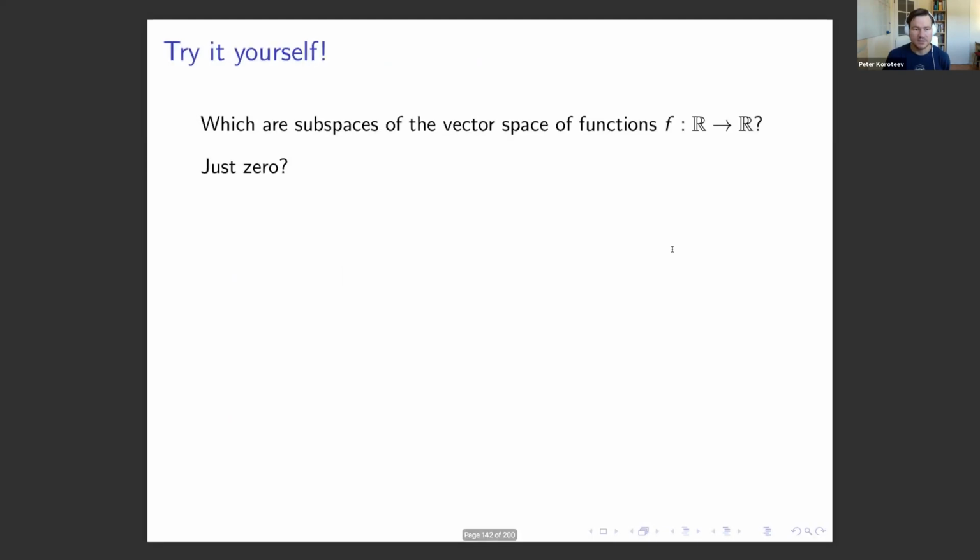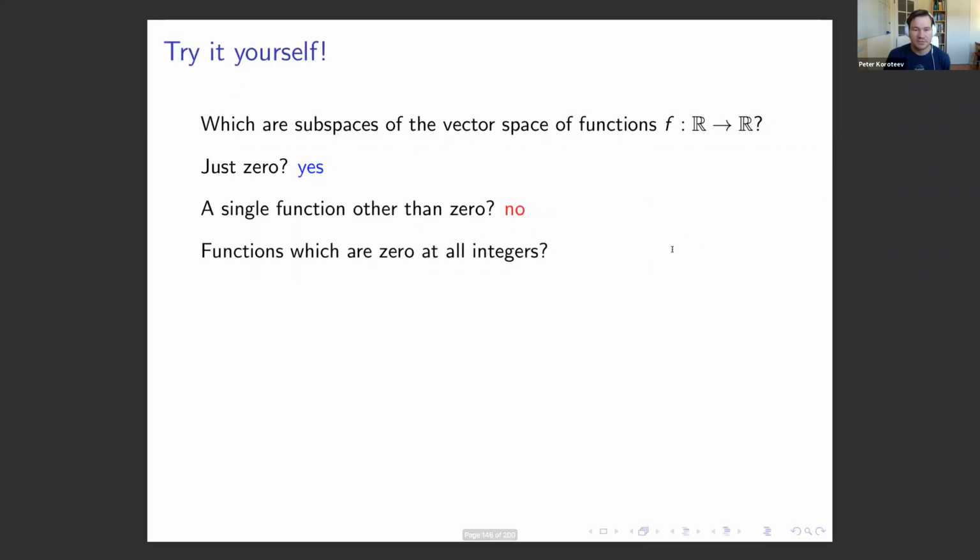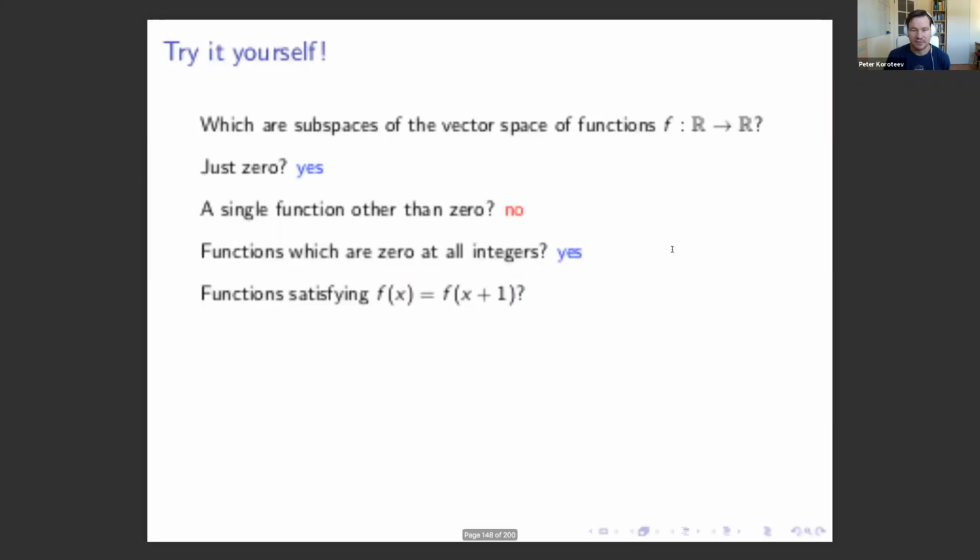from R to R? Zero itself? Yes, again, it satisfies all the axioms. A single function other than zero? No, because it does not contain the zero function. Functions which are zero at all integers? Yep, you can check that. It's an intersection, so this property is inherited by the addition. A function satisfying f of x is equal to f of x plus 1? Yes, these are periodic functions, right?